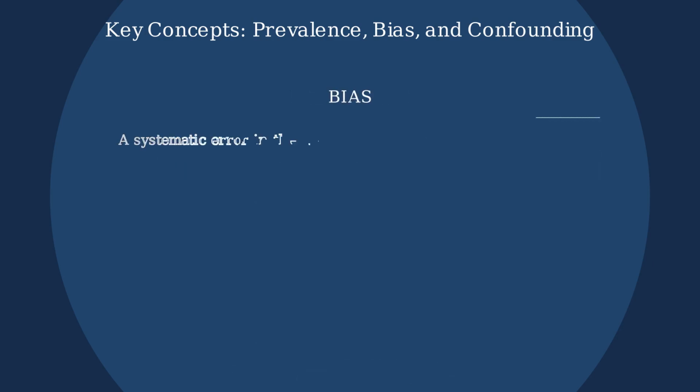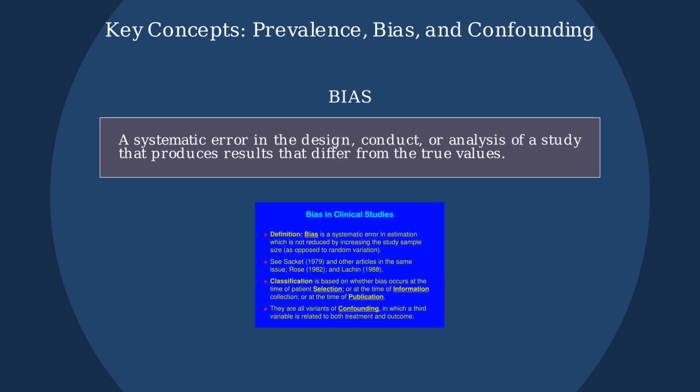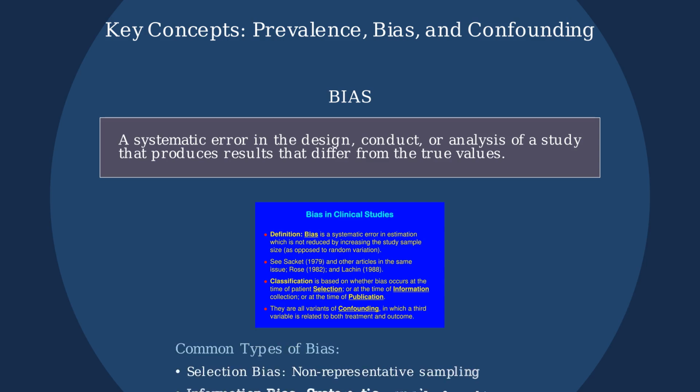Bias refers to a systematic error in the design, conduct, or analysis of a study that produces results that differ from the true values. Unlike random error, bias is not reduced by increasing sample size and can significantly distort study findings. Common types of bias include selection bias, information bias, recall bias, and publication bias. Each type can affect different stages of research.